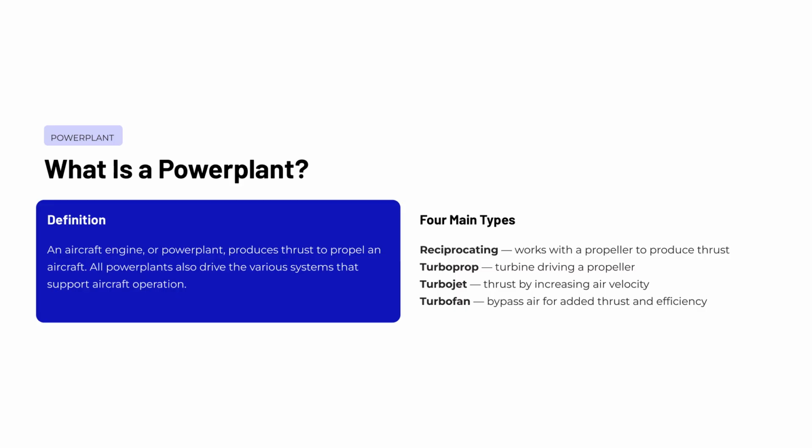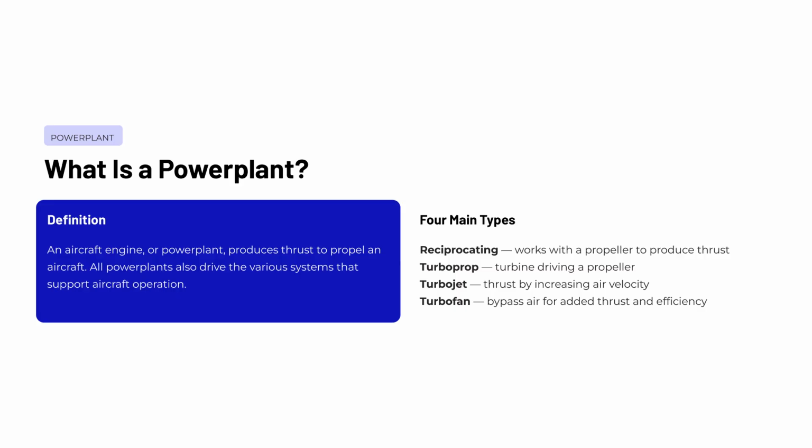An aircraft engine, also referred to as a power plant, serves two essential purposes. It produces the thrust needed to propel the aircraft through the air, and it drives the various systems that keep the aircraft operating safely and efficiently. There are four main types of power plants you need to be familiar with.